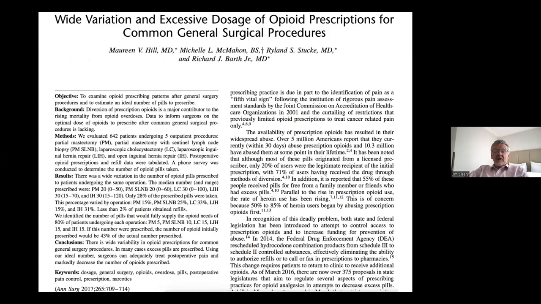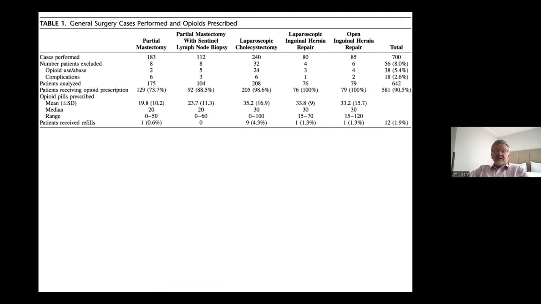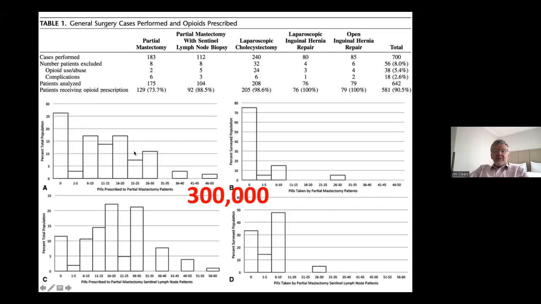And they looked at their opioid consumption. You can see the number of different opioids that were prescribed, or cases, I don't like the word cases, but the number of operations performed. And then we can actually look at the opioids that were actually consumed. So here, for instance, is the mastectomy patients.